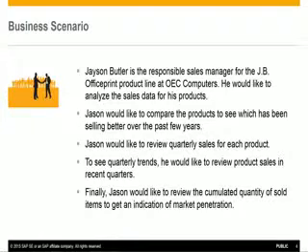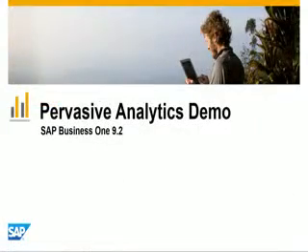Firstly, Jason would like to compare the products to see which has been selling better over the past few years. He would then like to review quarterly sales for each of these products. To also see quarterly trends, Jason would like to review product sales in recent quarters. And finally, he would like to review the cumulative quantity of sold items to get an indication of market penetration. So let's see how Jason reviews his sales data in SAP Business One Release 9.2 using the Pervasive Analytics Designer.